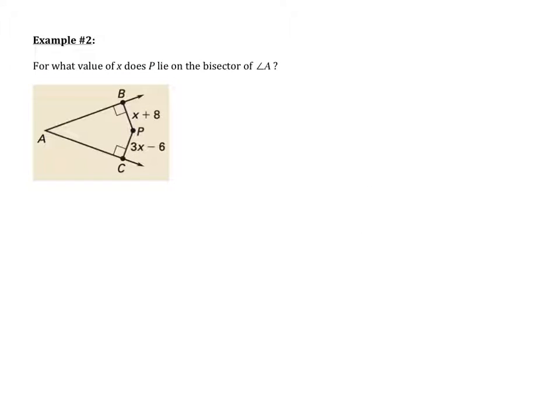Example number 2, for what value of x does P lie on the bisector of angle A? If P would lie on the bisector of angle A, that would mean that the distance from P to B and the distance from P to C would have to be congruent according to the angle bisector theorem. So x plus 8 would have to equal 3x minus 6. If those two lengths were equal, then we could conclude that ray AP would be the angle bisector of angle A. So first thing I would do is subtract x.